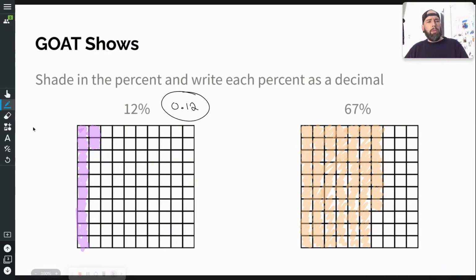Now, 67 out of 100 can be written as 67 hundredths. So 67 hundredths as a decimal looks like that. Now, comparing these two percents: 12%, not a whole lot. 67%, a decent amount. If we're looking at this as a brownie and someone said you can have 12% of the brownie, you're like, that's barely anything. That's a couple nibbles. 67%, much more than half. If I were to cut that in half, 67% is more than half.